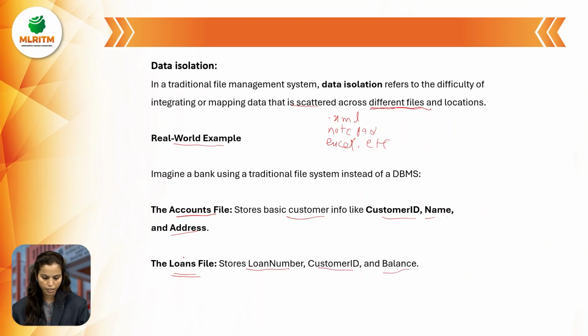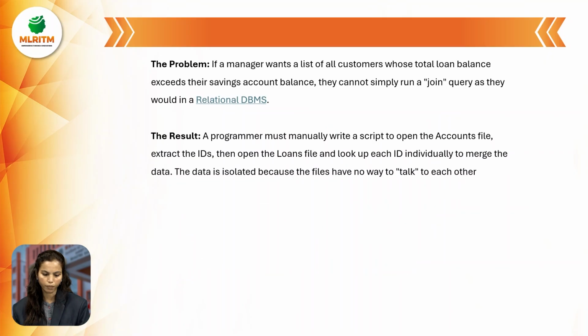These are the two files, and each file contains different fields. Here the problem is, if a manager wants a list of all customers whose total loan balance exceeds their savings account balance, they cannot simply run a join. Here join means we are using some joins, which we will discuss in the upcoming sessions.